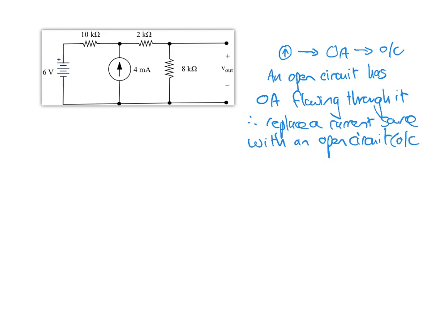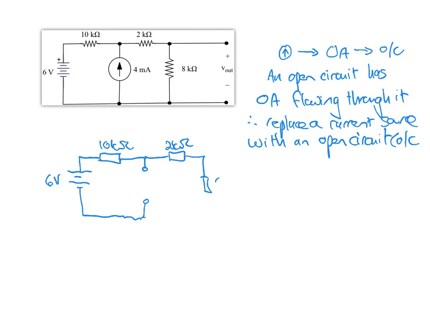So let's do that with this circuit, and then what we have is the 6 volt source, we've still got the 10 kilo ohm. Now over here we have an open circuit, we've still got the 2 kilo ohms and the 8 kilo ohms. And the voltage that we're going to calculate here now, we'll call that V out double dashed.